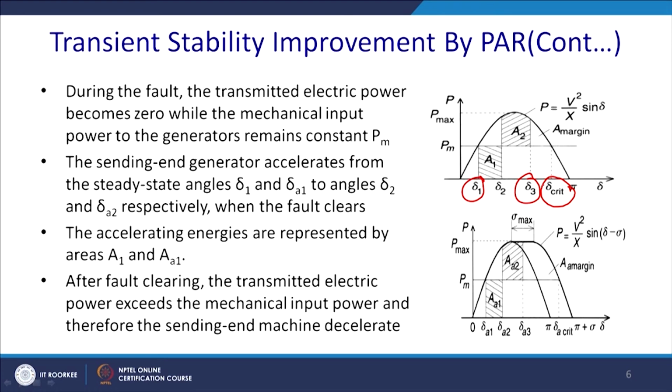On the other hand, with the PAR, let us assume that it is the same delta 1, we shall mark it as delta 1, and the accelerating area is changed to A1 and the decelerating area to A2.